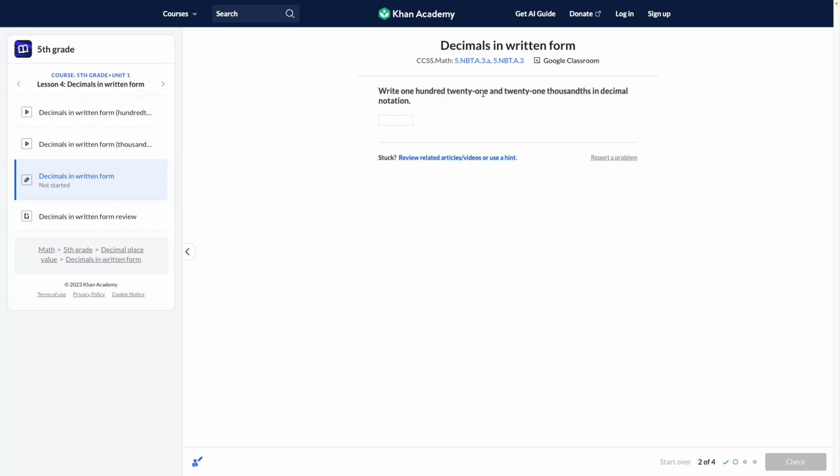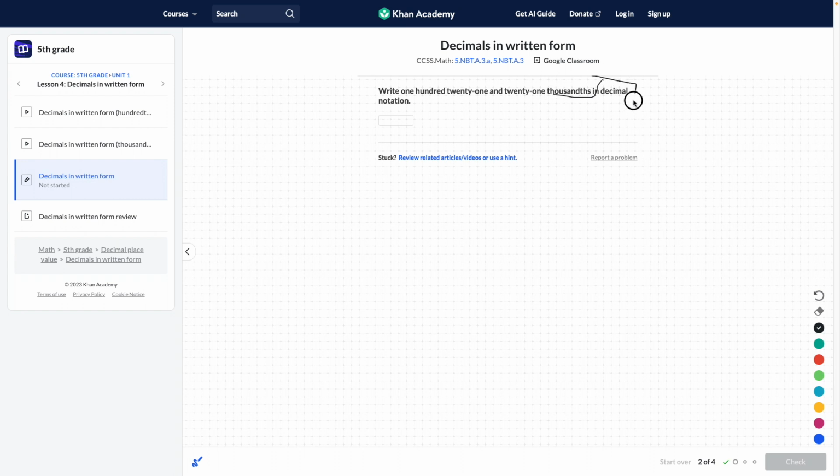Write 121 and 21 thousandths in decimal notation. So first of all, we want to write in decimal notation, so don't forget this. First of all, we have 1 times by 100. There's no th or anything on the end of it. 21, so 121. Okay, and so we've got 20, and then we have 1. That's what we've got. And 21 thousandths.